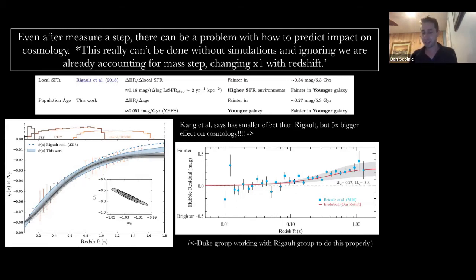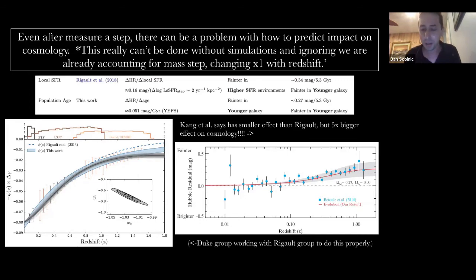Now, when you do this, you get a bias from z equals 0 to z equals 1 of 0.25 mag. So about a factor of 5 times bigger a bias in the cosmological distance modulus for essentially the same effect. So this is a huge difference in what the impact has been on cosmology. Rigault et al. is saying 0.05 mag, you're saying 0.25 mag. That's the difference between saying there is no dark energy versus this is a systematic.